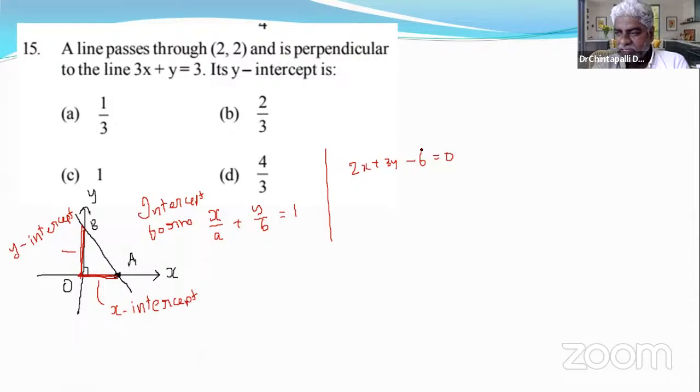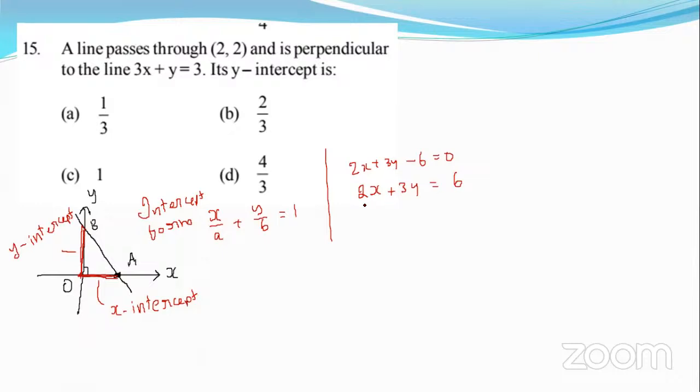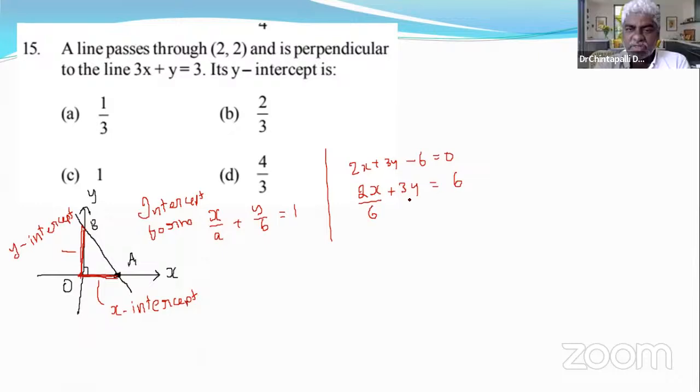We can convert that equation into intercept form. How to convert this line into intercept form? First of all, move the constant term to the right hand side. That means 2x plus 3y is equal to 6. Now divide each term by 6 so that the right hand side will be 1 only, because in intercept form the right hand side is 1 only.